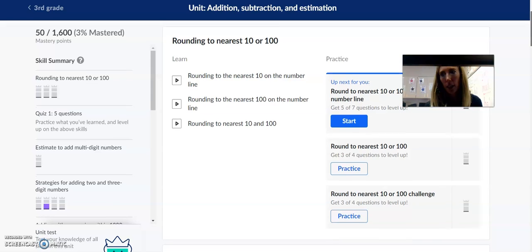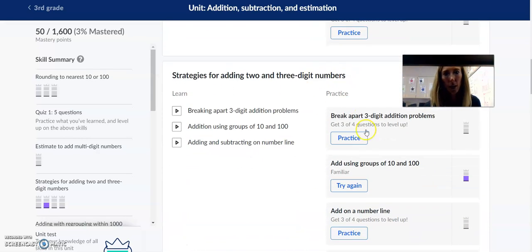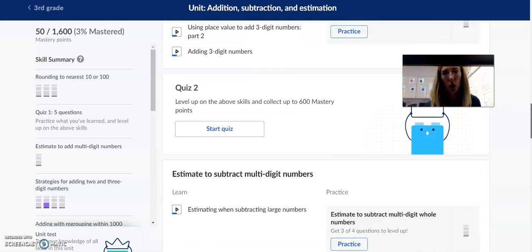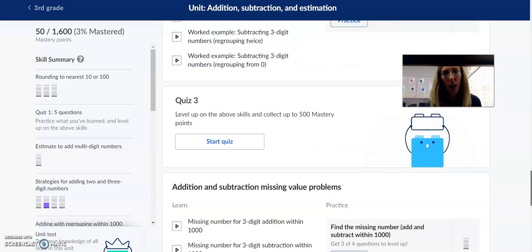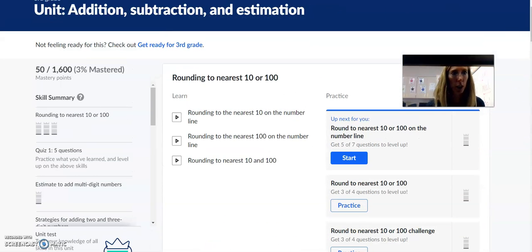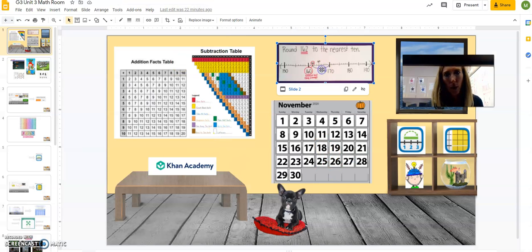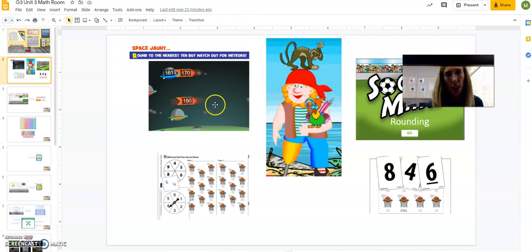The practice is over here. So they can practice with rounding. They can go through and maybe have a quiz on it. They do 2 and 3 digit number addition. You just keep scrolling through. And this is everything that Khan Academy has for third grade with addition, subtraction, and rounding. Okay. Rounding here is going to be, this is a little anchor chart. And if they click here, they're going to end up with some rounding games. Okay. So all these they can make use of.